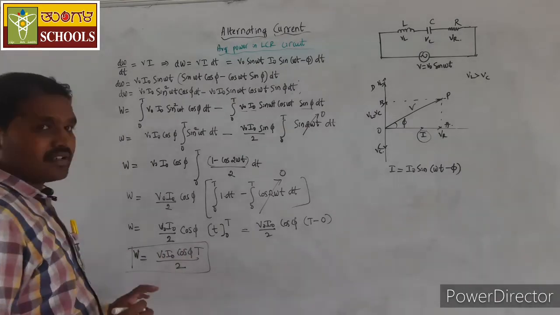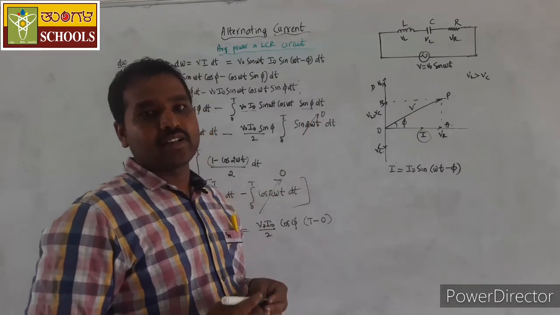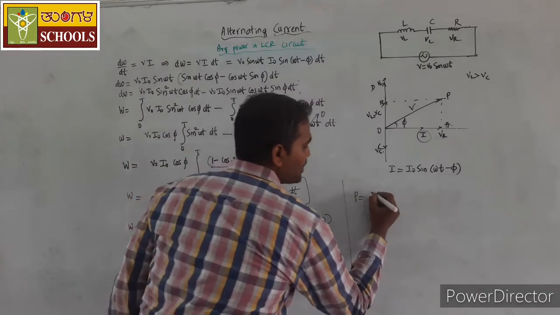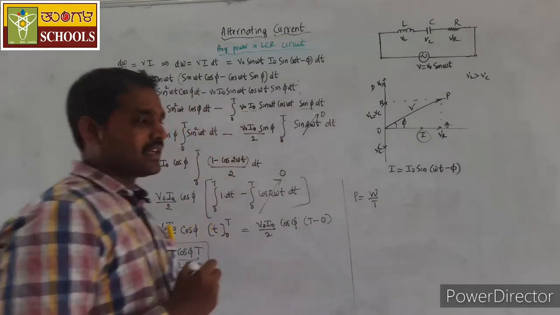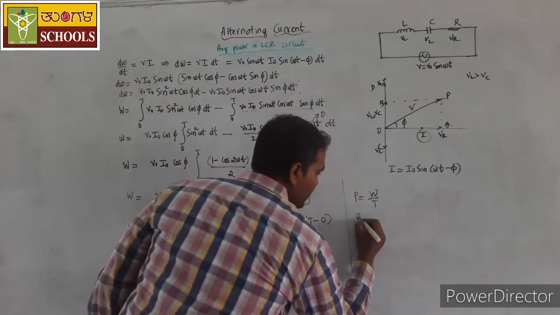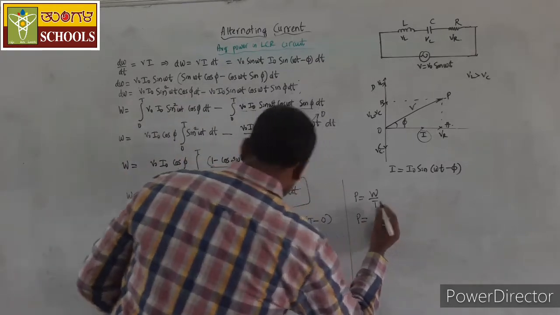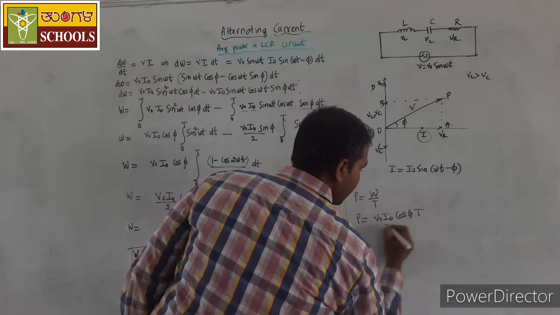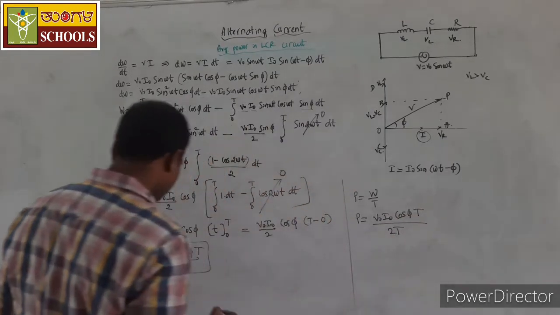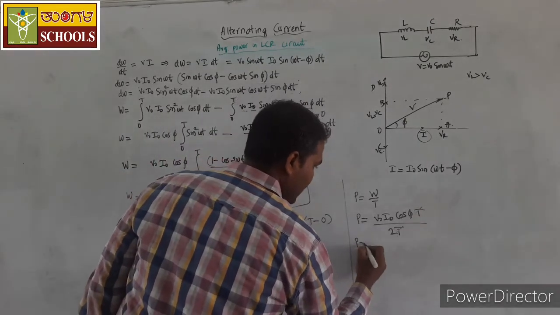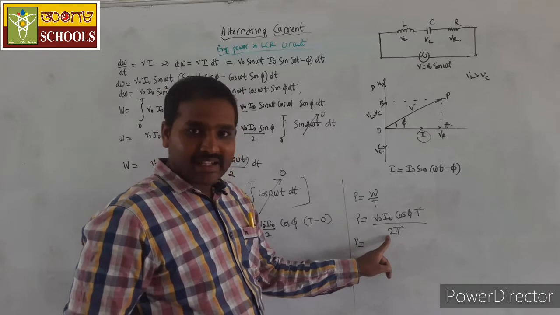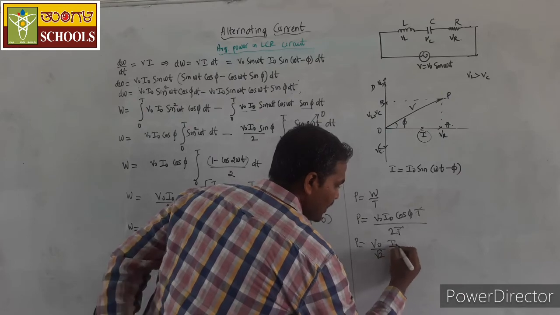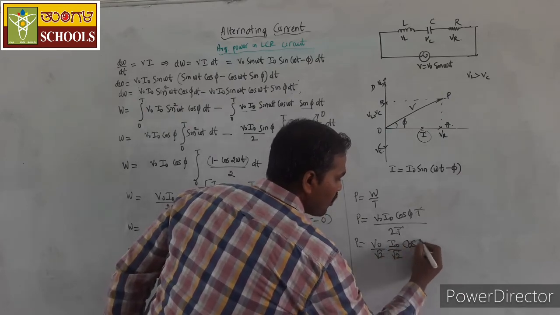So this is the work done to maintain the current through the LCR circuit for one complete cycle. Then by the definition of power, power is equal to work done divided by time taken. Let us substitute the value here. P is equal to W, which is V naught I naught into cos phi into T, whole divided by 2 times T. So this T gets cancelled here. I can write this 2 as square root of 2 into square root of 2. So I will write it as V naught divided by root 2 into I naught divided by root 2 into cos phi.